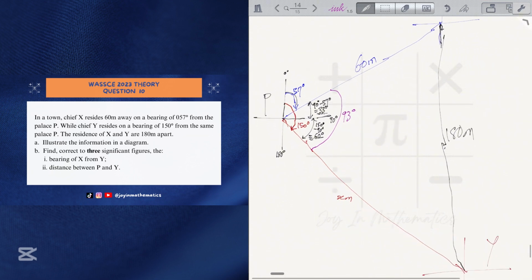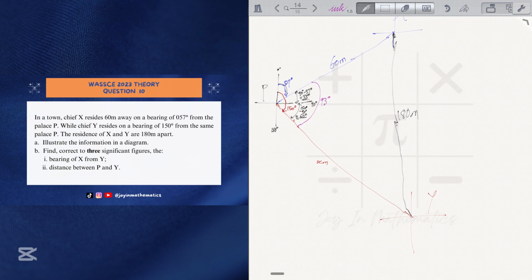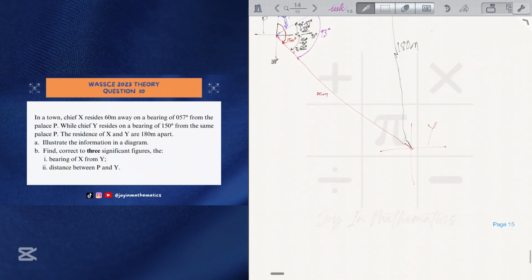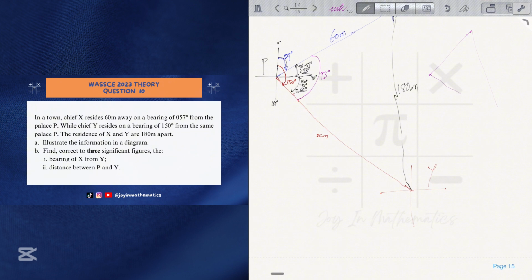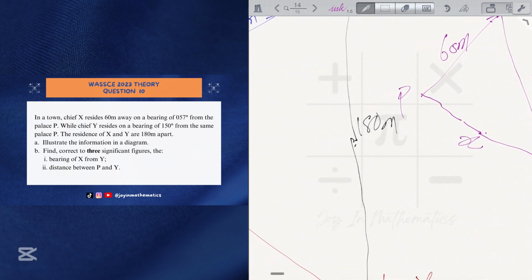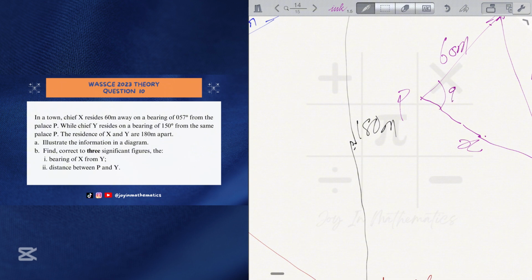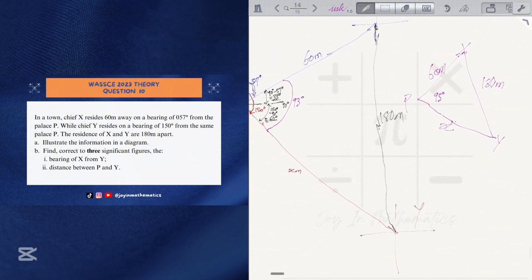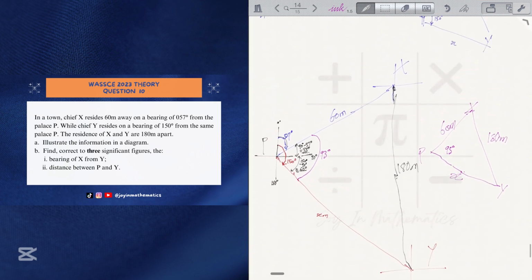So once we have that, now we can summarize all this into this triangle, where we have the palace, Chief X and Chief Y. The distance between X and Y is 180 meters. The distance between P and X is 60 meters. We don't know the distance here, but however we know the angle between here, which is 93 degrees. So with this illustration, we have illustrated it in the diagram. That means we have solved question A.